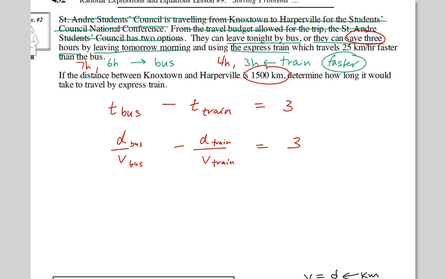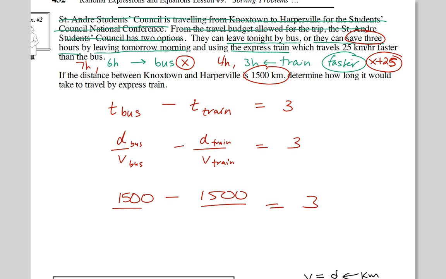Okay, so put in the values for the distance, and now all we have to do is think about the speeds. 1,500 over equals 3. All right, what's the speeds? Which one's faster? So let's call bus speed X. And that must mean if this one's faster, it would have to be what? X plus 25, good.